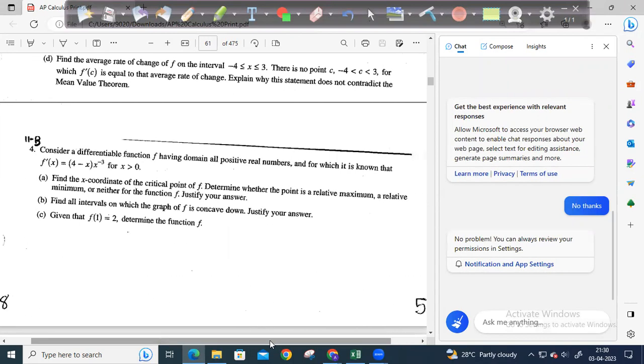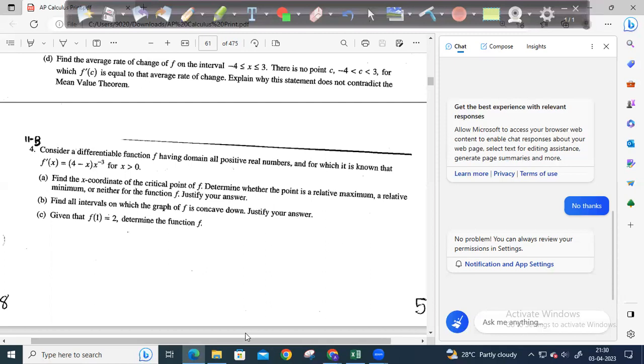Okay. Consider a differentiable function f having domain all positive real numbers, and for which it is known that f dash x is given for x greater than 0. Find the x coordinate of the critical point of f. So he's asking us to find the critical point.